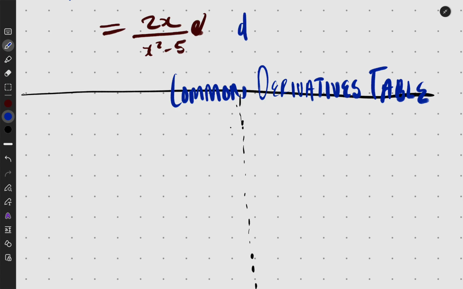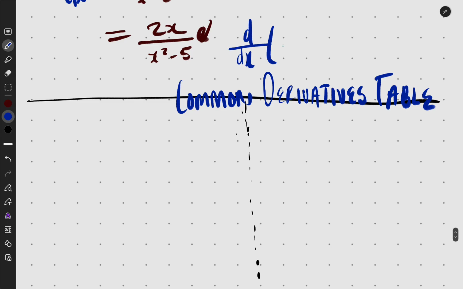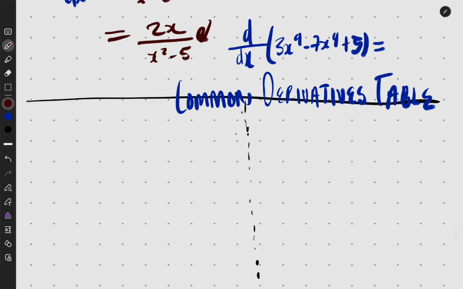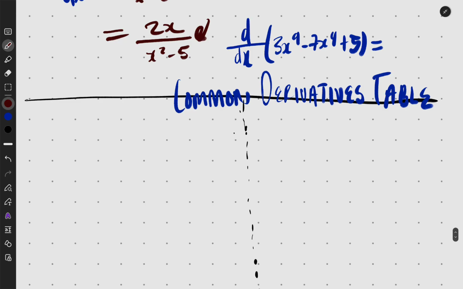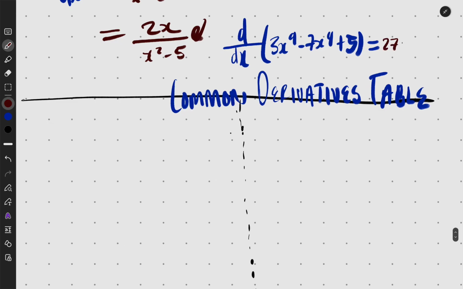So if we say, what is d dx of 3x to the 9 minus 7x to the 4 plus 5? Please don't be confused by notation. It just means the derivative, right? You differentiate this. What do you get? 9 times 3, 27, and it's now x to the 8. What are you using? The power rule. Drop the power, reduce it by 1. So 9 times 3 became 27, reduce the power by 1, it becomes x to the 8.